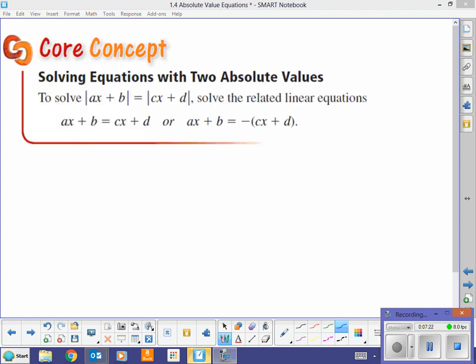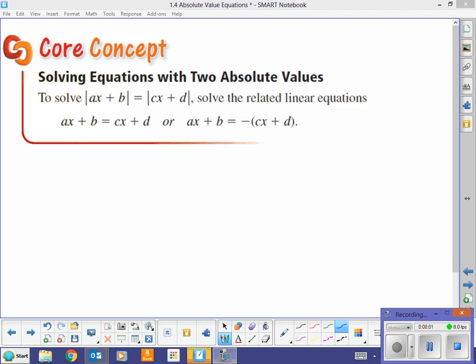And let's look at one last kind of example here, and that's when we solve two absolute values. Okay, and basically this idea is we only have to change one of the cases, because it's either going to be positive equals positive or negative equals negative. So AX plus B will equal CX plus D, or it's going to be the opposite. AX plus B is going to equal the opposite. So we'll just keep this one as is, and we just take the opposite of the other side.